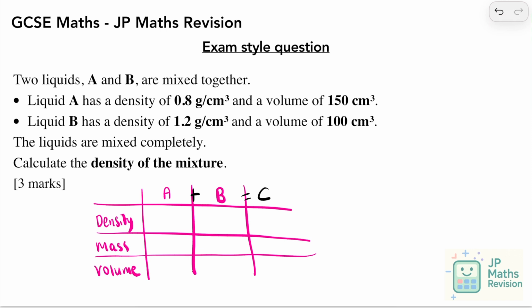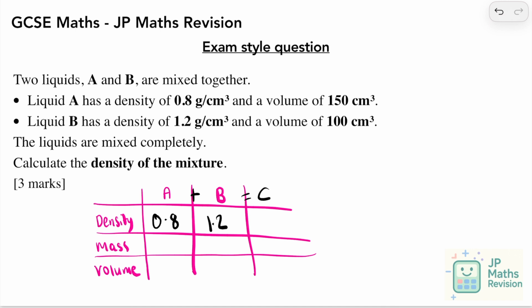So we're told in the question that liquid A has a density of 0.8 grams per cubic centimetre, so I'm going to put 0.8 here. And B has a density of 1.2. A lot of people might think that we could work out the density of C simply by adding 0.8 and 1.2. But we cannot add densities to work out another density. It doesn't work like that because density is a ratio. They're two fractions that we couldn't necessarily add unless we made the denominators the same.